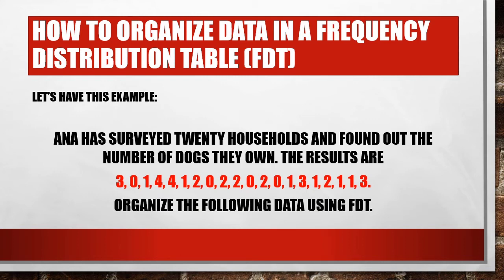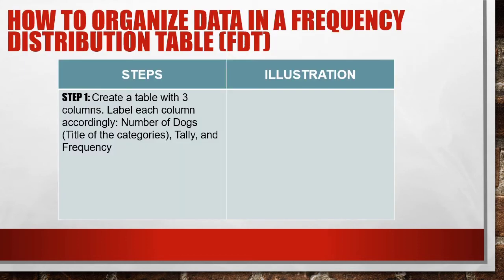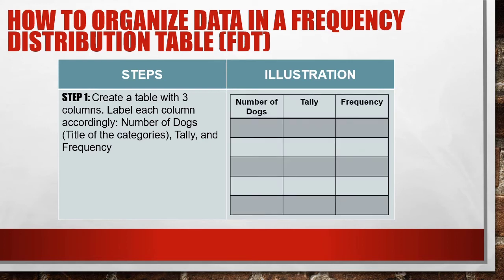Organize the following data using FDT, or the frequency distribution table. Let's have step 1. Create a table with 3 columns. Label each column accordingly. For the first column, we have the number of dogs, the data that we are going to organize. The next column will be for tally, and the last column will be for frequency.